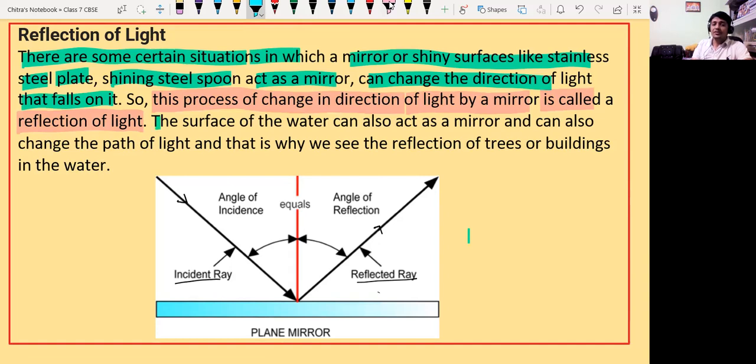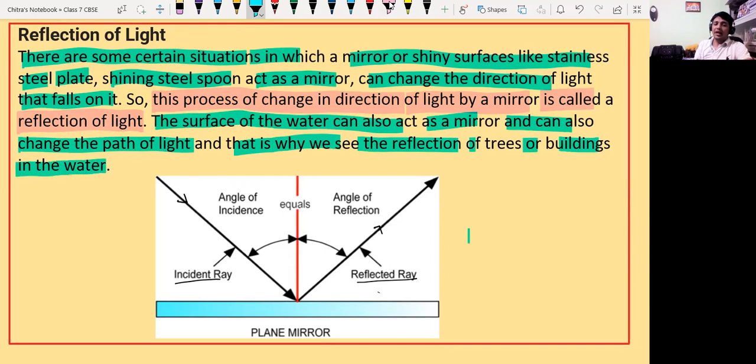Next, the surface of water can also act as a mirror and change the path, meaning the direction, of light. That is why we see the reflection of trees or buildings in water. We can sometimes observe the image of a plant, a mountain, or buildings in water because it also has the capacity to reflect light. So the water surface also acts as a plane surface like a mirror, which has the capacity to change the direction of light. It is called reflection of light. Understood everyone? It is very important.